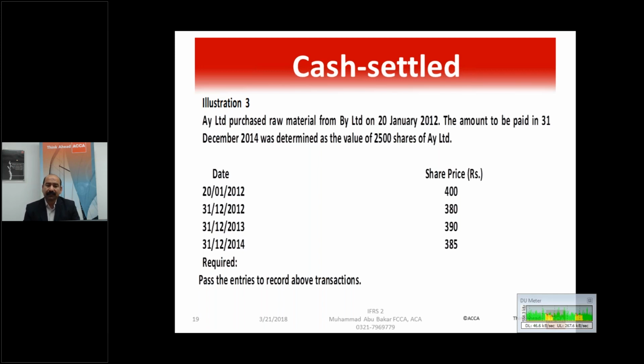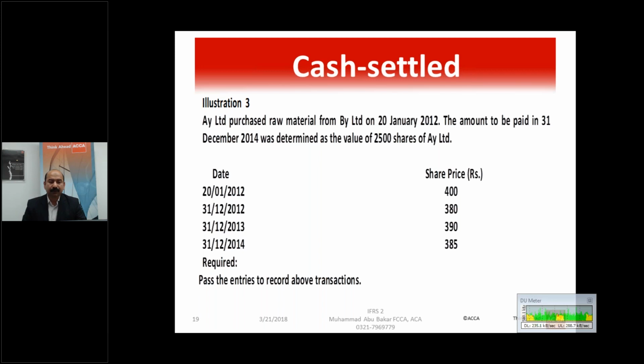On 20th January 2012, the entry will be very simple. You will be multiplying 400 with 2,500. So 1 million will be recognized on 20th January 2012. Meaning stock debit with 1 million and liability credit with 1 million.